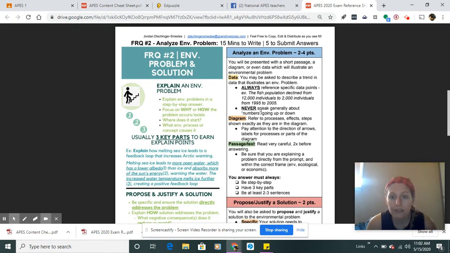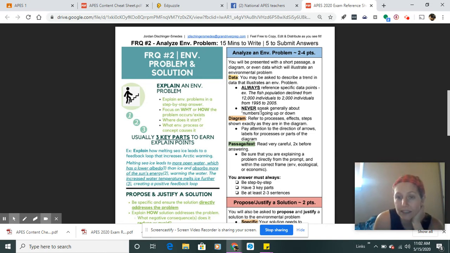With the diagram, if they do give you one, you want to pay attention to the direction of the arrows and then the parts and what's labeled. So that graph you guys just had for your FRQ on the sulfur and the pH. It was the pH on one side and then the sulfur emissions on the other from coal burning power plants. So it showed like a negative X, but the pH was going down. Okay, so it was getting more acidic. So it's important to really, really look into exactly what that diagram is.